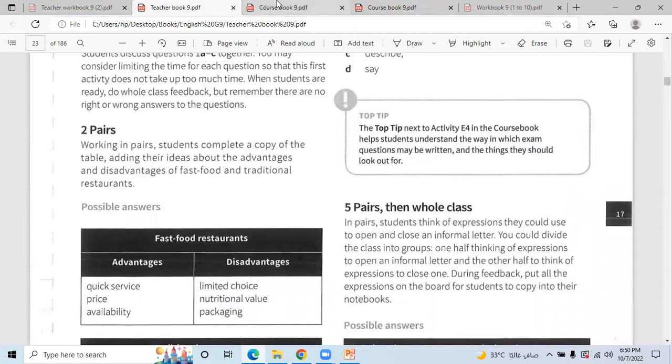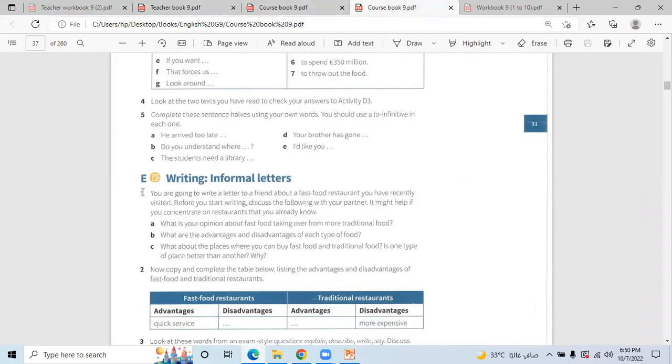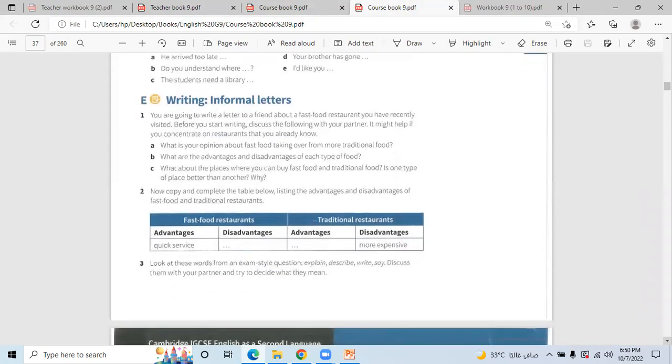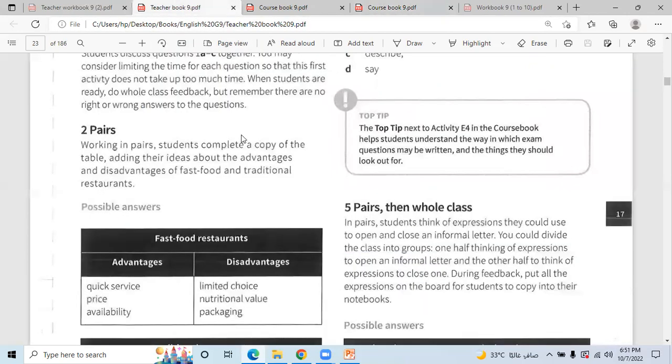Here, it's all about you. Activity E1: you are going to write a letter to your friend while keeping this instruction in your mind. Number two, now copy and complete the table below listing the advantages and disadvantages of fast food and traditional restaurants.